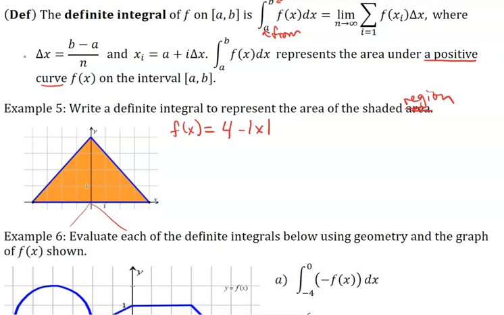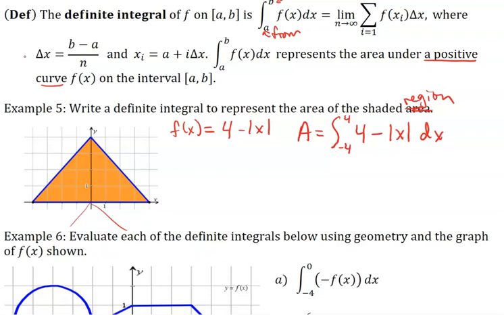So we could say area is equal to the integral from negative 4 to positive 4 of 4 minus the absolute value of x, and then we do have to have dx behind it. Actually, there are a couple of options here.